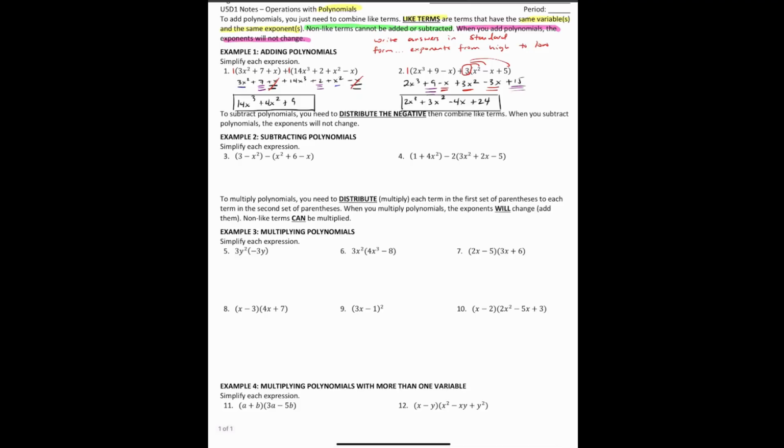All right, so moving on to subtracting polynomials. So to subtract polynomials, you need to distribute the negative, then combine the like terms. When you subtract polynomials, the exponents will not change.